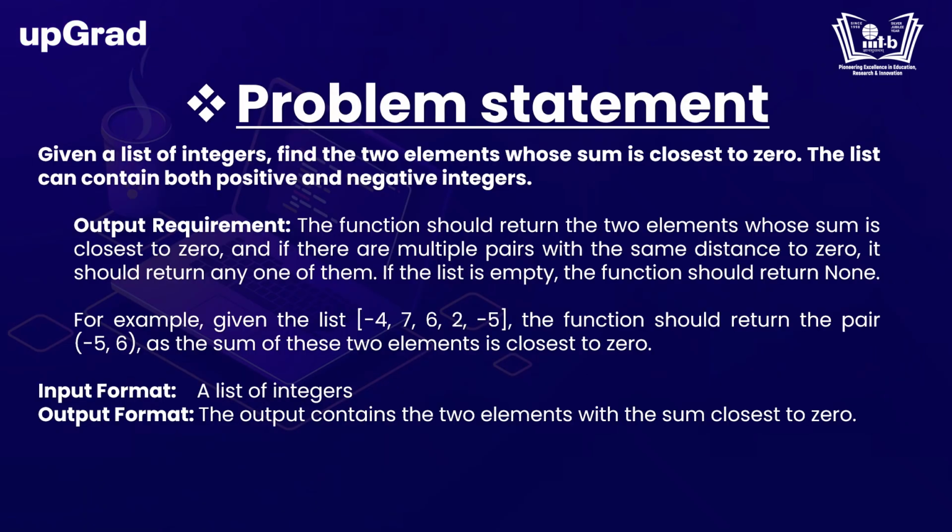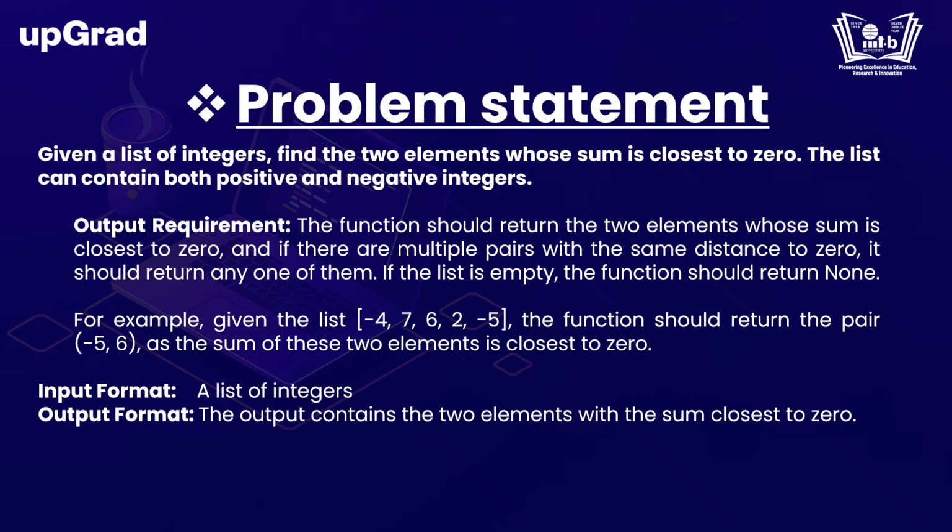The problem statement is that there is a given list of integers. We have to find the two elements whose sum is closest to 0. The list can contain both positive and negative integers. The function should return the two elements whose sum is closest to 0, and if there are multiple pairs with the same distance to 0, it should return any one of them. If the list is empty, the function should return None.